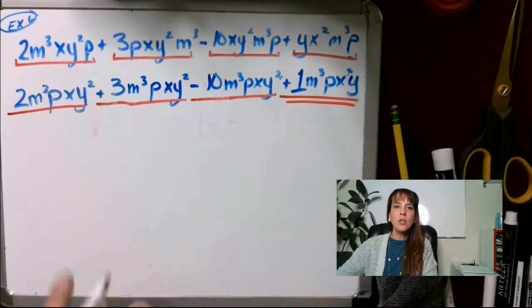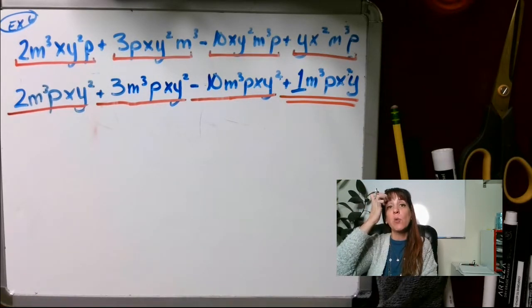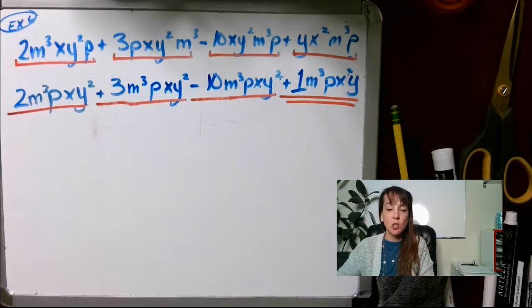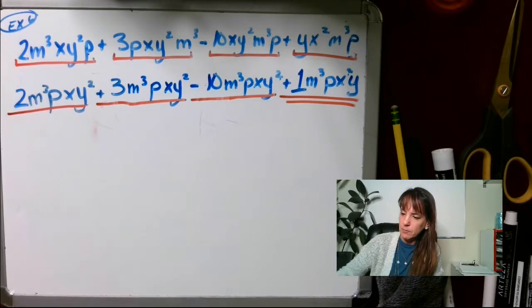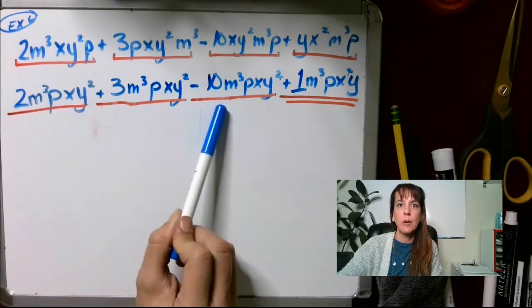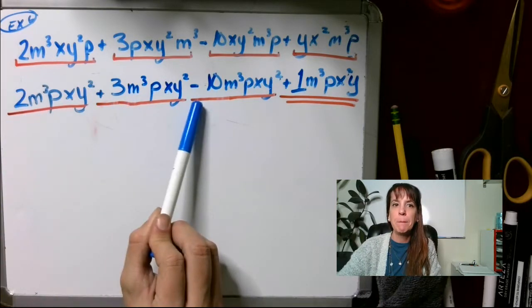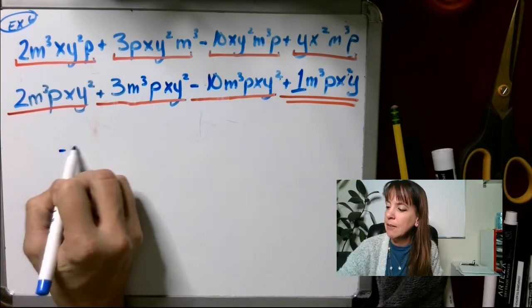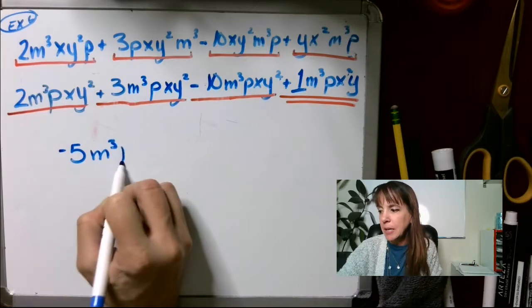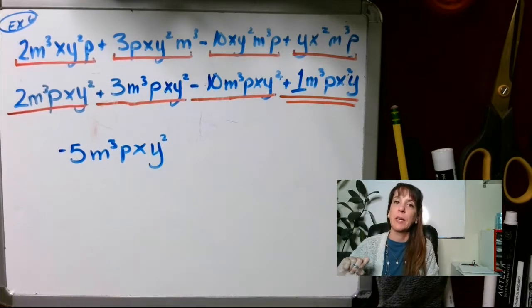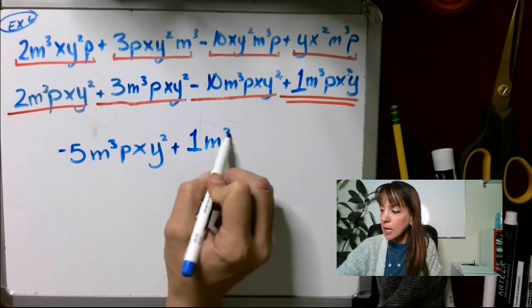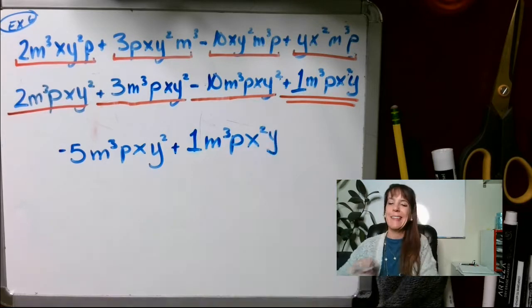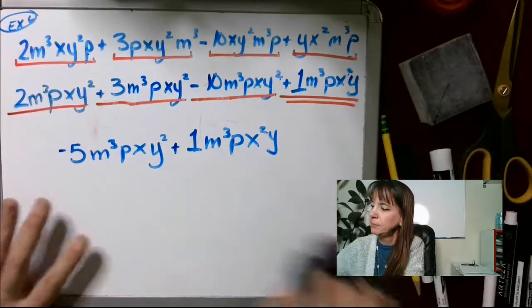Okay, so let's take a look at these underlined ones. And guys, what I am showing you right now is how your work needs to look when you're doing these problems. So we take a look at all these single underlined ones. 2 plus 3 is 5, minus 10 is negative 5. So we're going to have negative 5 m cubed p x y squared. They really do pick a lot of variables just to throw you off. Plus 1 m cubed p x squared y. That is simplified. All right, let's look at example number 7.